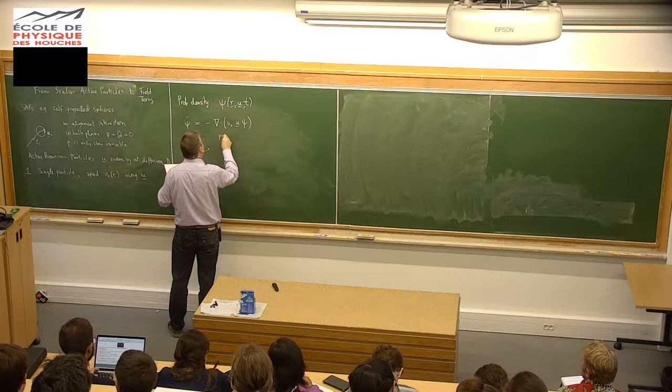So the spinodal criterion which we had before for the equilibrium case was the following. The curvature, well, let's write it, beta f double prime.